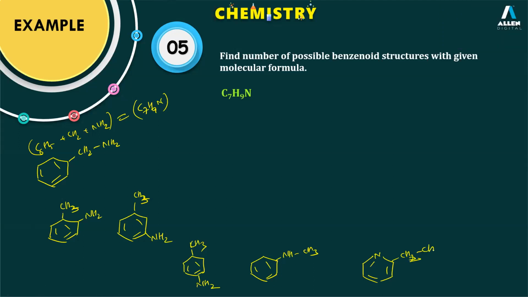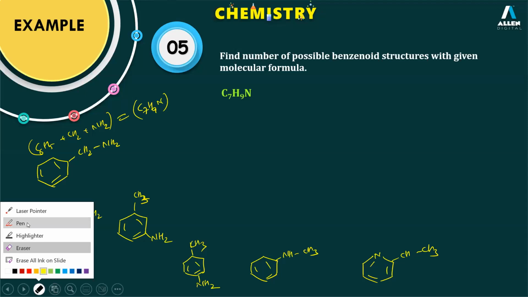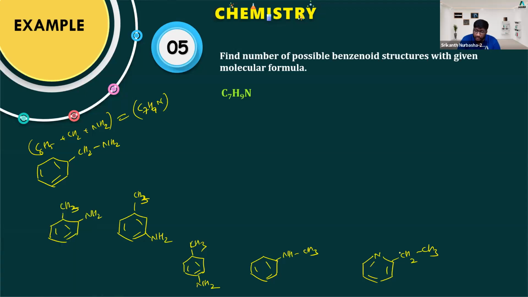Can we have this possibility? Count down the number of carbons: 1, 2, 3, 4, 5, 6, 7. Seven carbons are there.